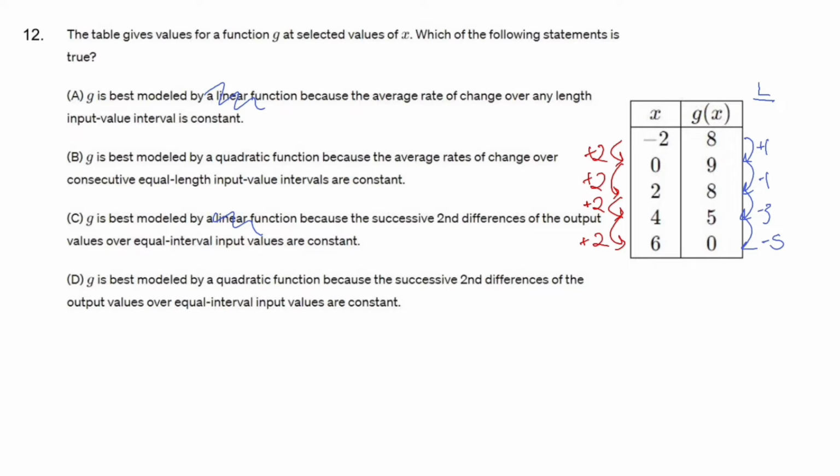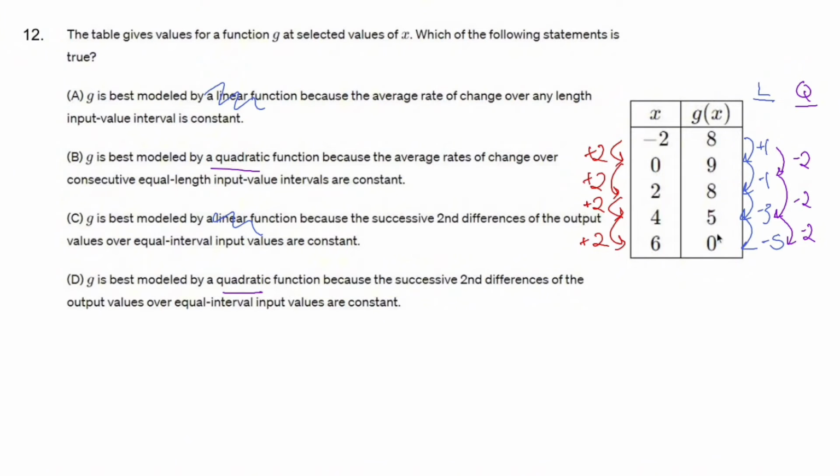So it's not linear, which means A and C are not an option. Now, to test to see if it's quadratic, we need to see if the second rate of change is constant. So what happens here? Well, from 1 to -1, you subtract 2. And from -1 to -3, you subtract 2. And from -3 to -5, you subtract 2. So this is quadratic.